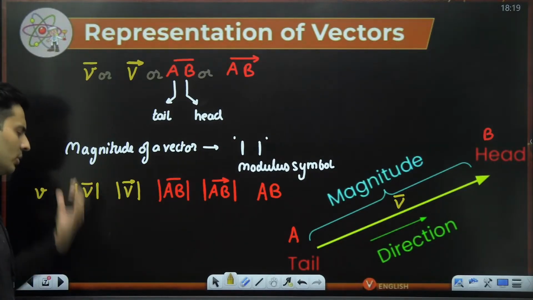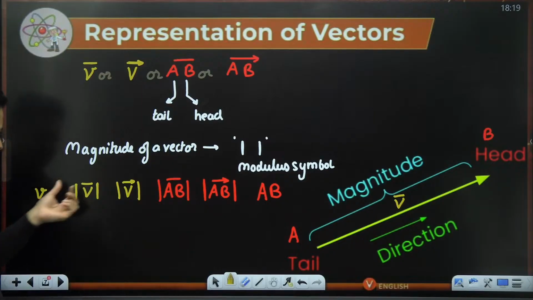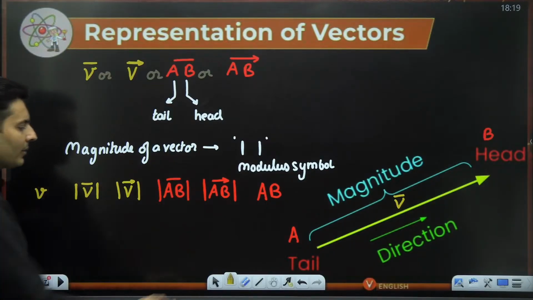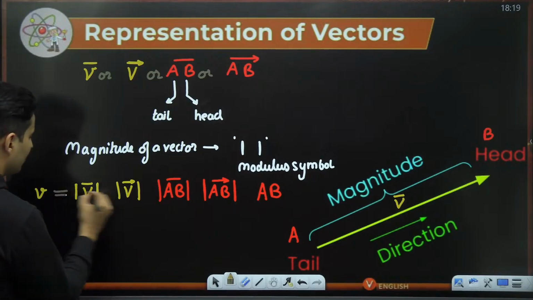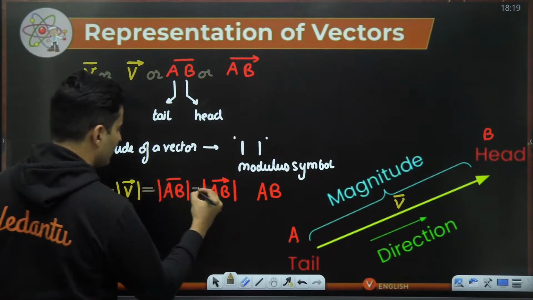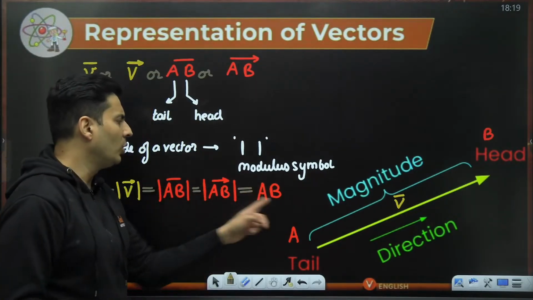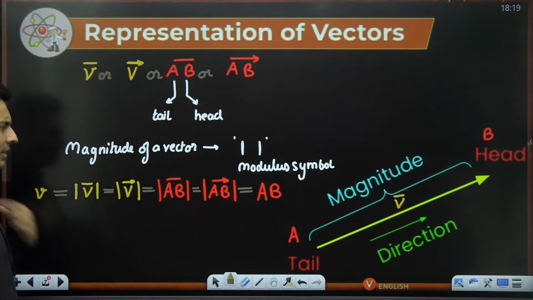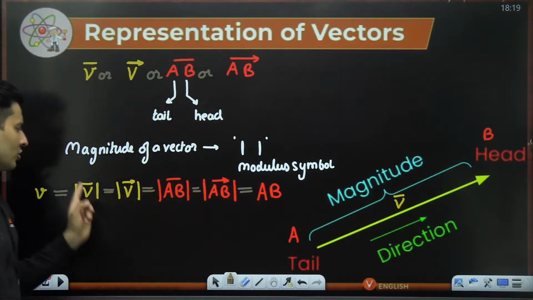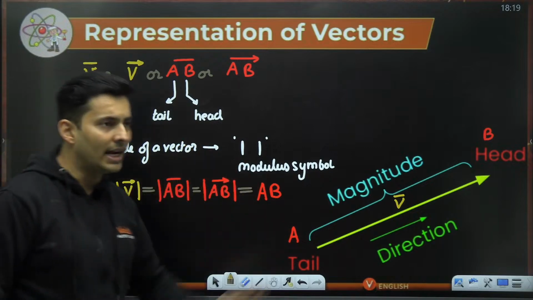But usually use the mod symbol. If the mod is not there, then don't write the bar. So all of them are exactly the same thing, whether it is this, this, or this. When I don't put the bar, I'm basically measuring the length of AB or the length of the vector V. So when you put mod, it means magnitude.